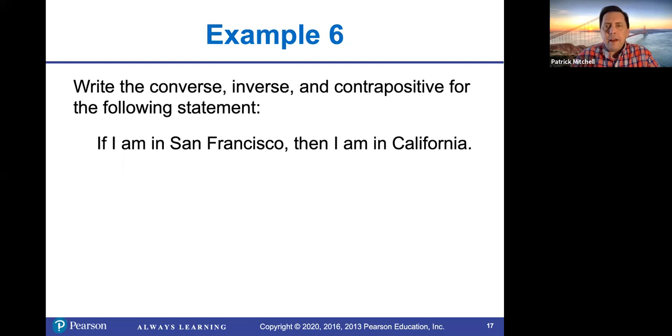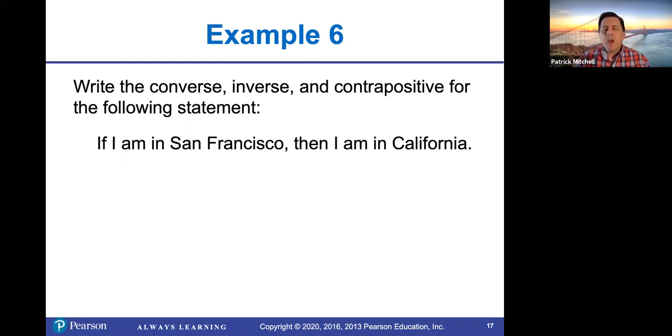All right. This is a great example, especially for those of us who live in California, because this will really give us a feeling for which of these statements, the converse, the inverse, and the contrapositive, have at least the same truth value as the original statement. So the original statement is, if I am in San Francisco, which from my background, it looks like I am, spoiler alert, I'm not, then I am in California.